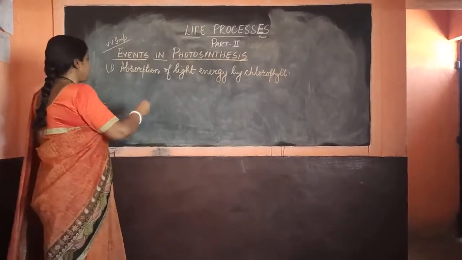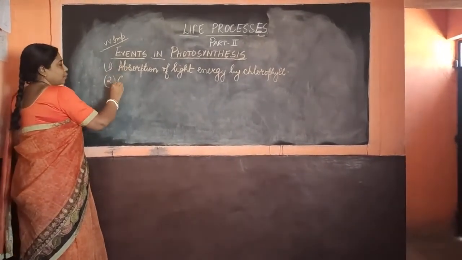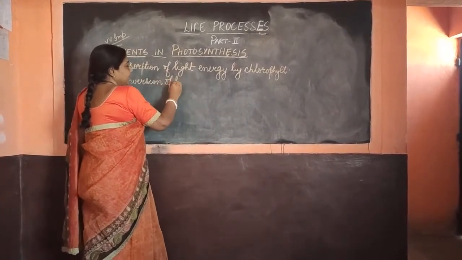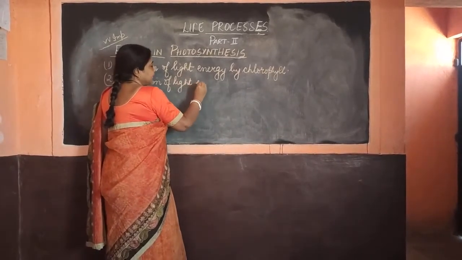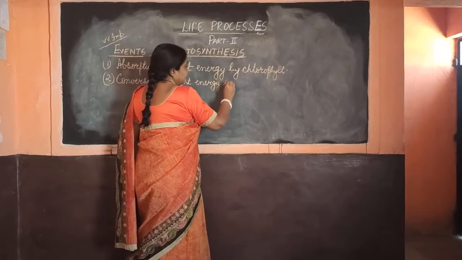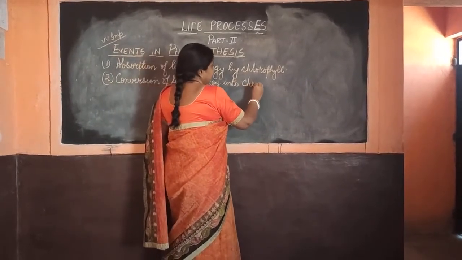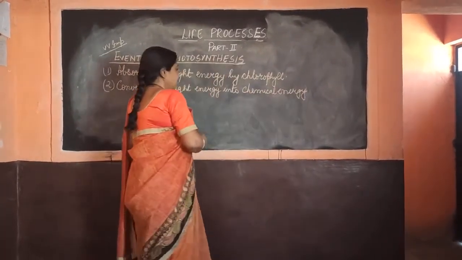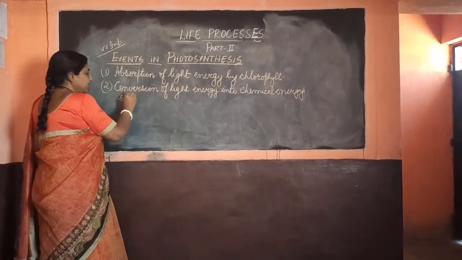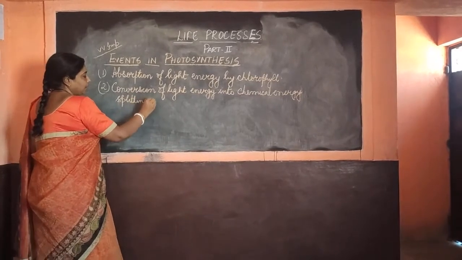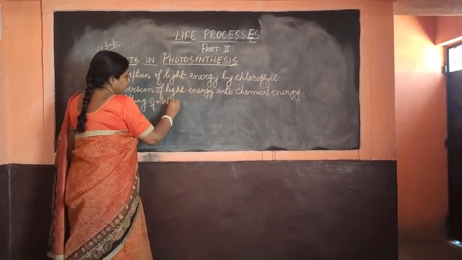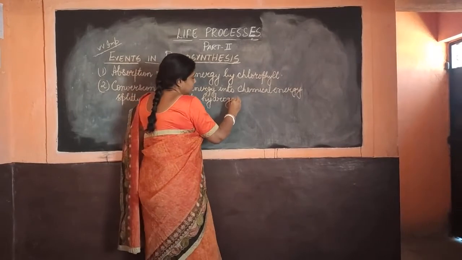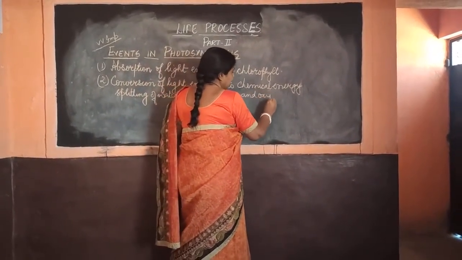Now, the second event is, after being absorbed, this light energy is converted into chemical energy, due to which there is splitting of water molecules, splitting of water into hydrogen and oxygen. This is the second event.